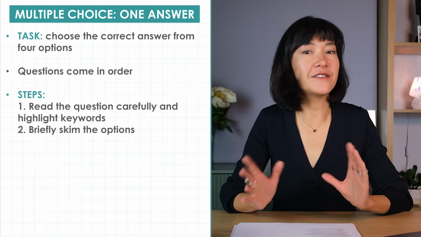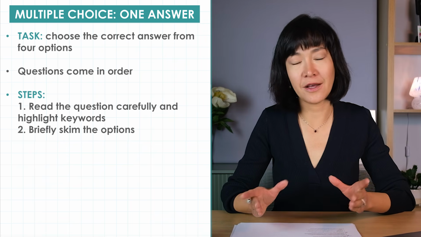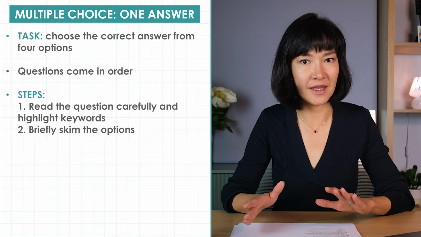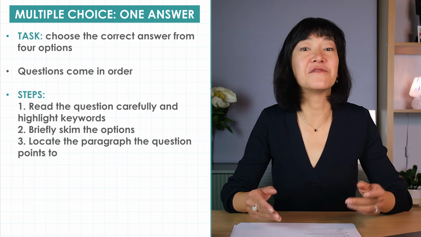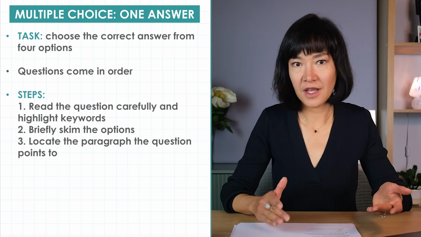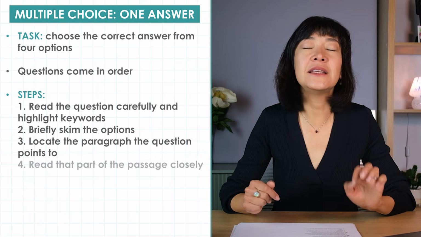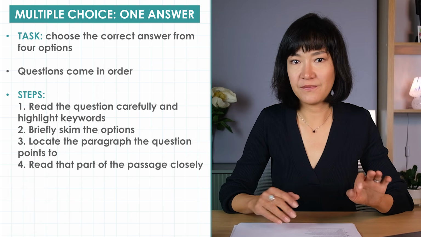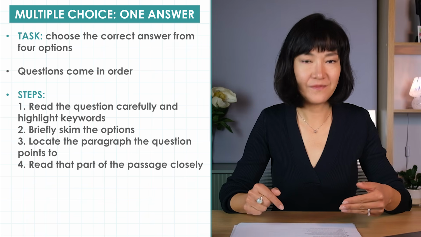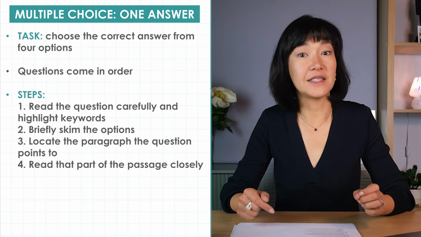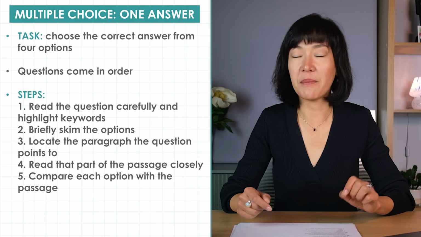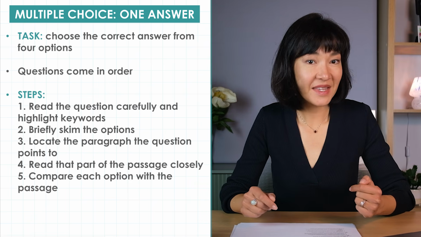Then quickly skim the 4 options. You just want a general sense of what each one is about. You don't need to memorize them. Now go to the paragraph the question points you to, or find the keyword if you need to, and read that paragraph closely. Not skim, read. Once you understand what the passage says, compare each option to the passage one by one.